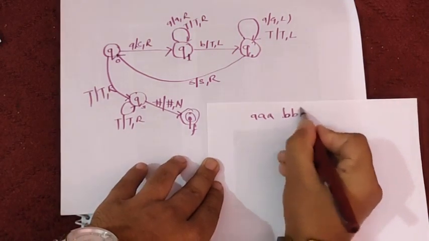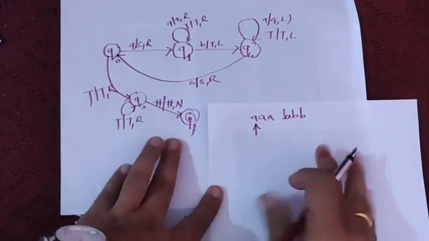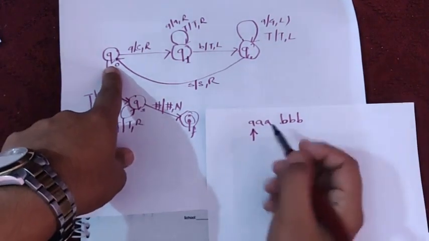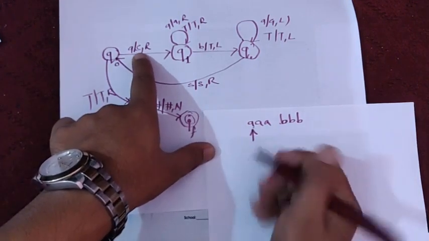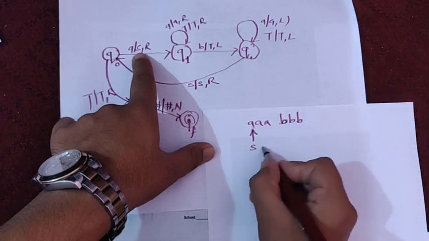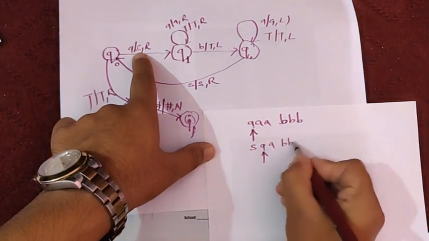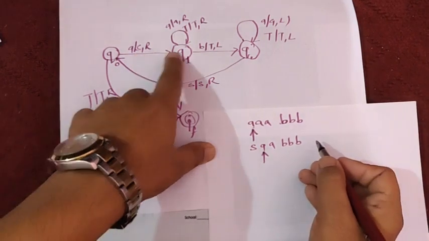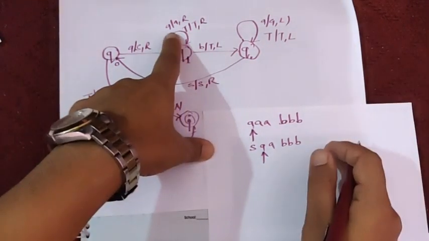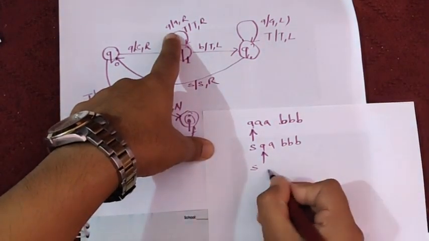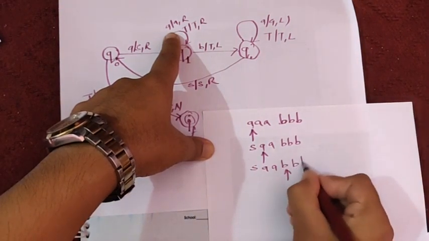So I am in this state. When in Q naught there arises A on the input tape, we replace it by S and move right. That means here. So until B arises, we are in Q1 state and move right. So until B arises, that means A, okay, B arises.